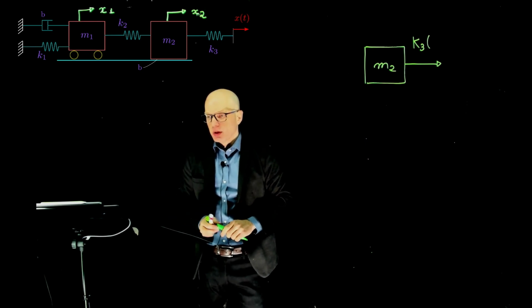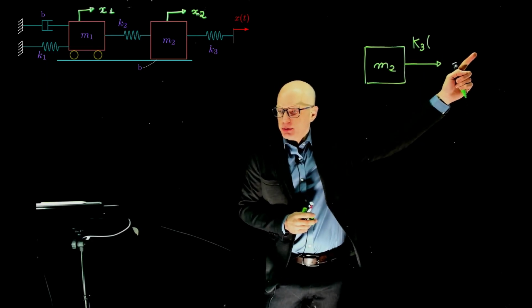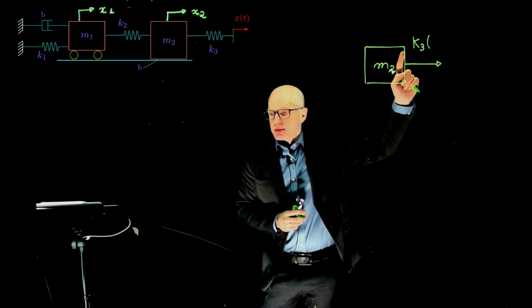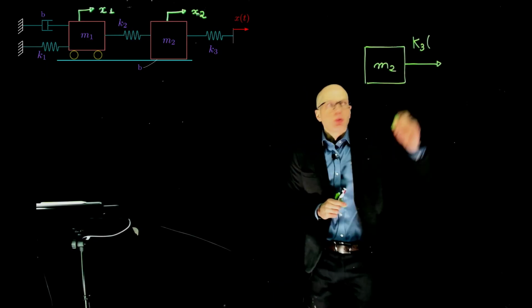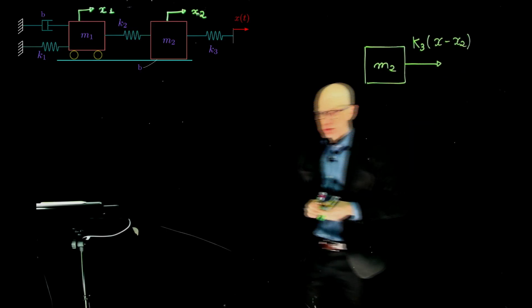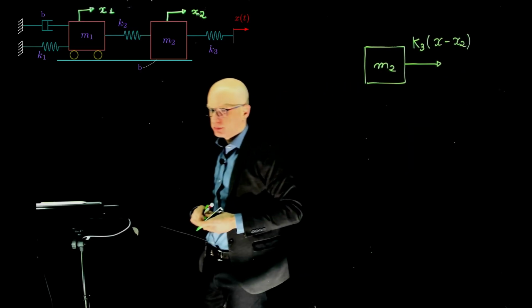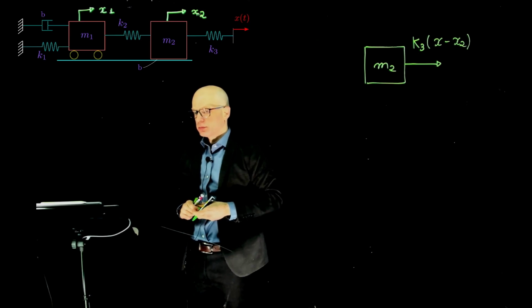Could you repeat that again, sir? Should we write K3 times x minus x2 or K3 times x2 minus x? I would do x minus x2. Why would you do that? Because x is really the only one moving. If you hold M2 and you stretch x like the K3, x is the only one displacing.